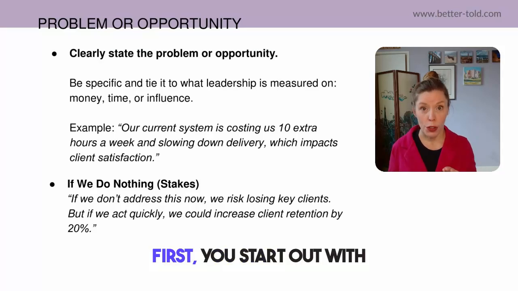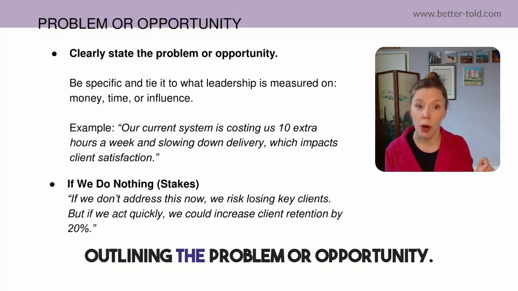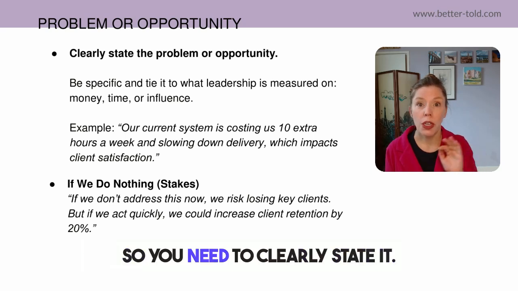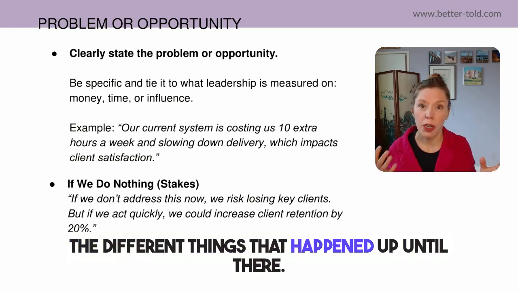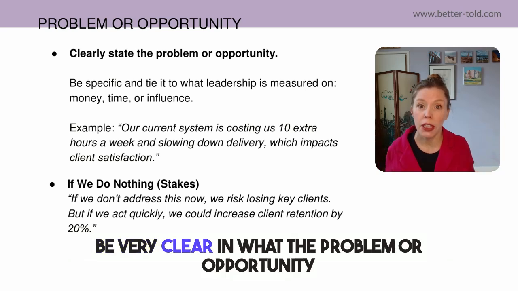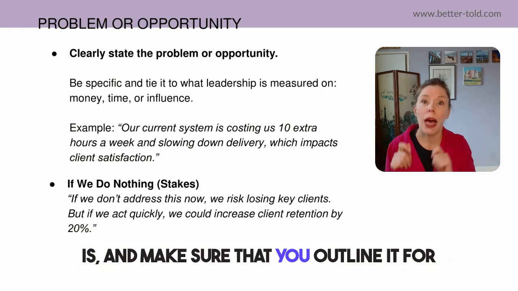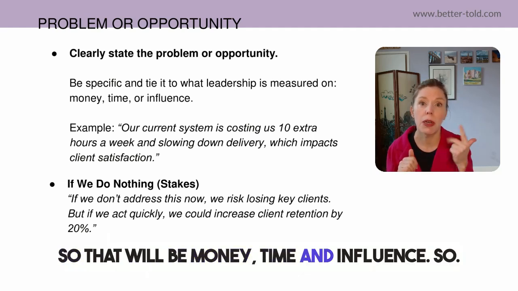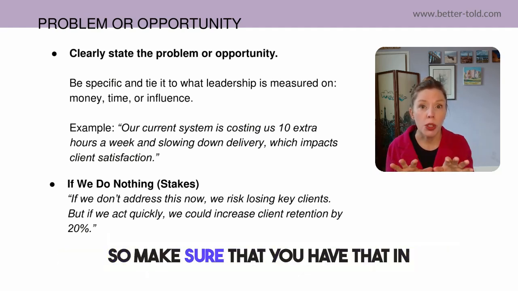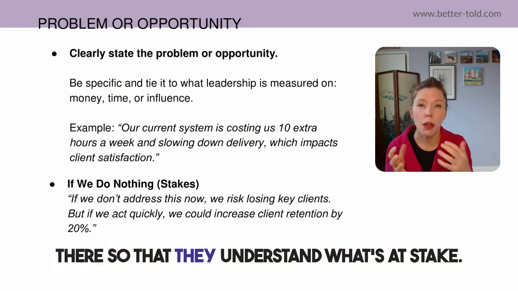Okay, first, you start out with outlining the problem or opportunity. So you need to clearly state it. Don't go back and give all the history, all the different things that happened up until there. Be very clear in what the problem or opportunity is. And make sure that you outline it for the leadership based on their key performance indicators. So that will be money, time, and influence. So make sure that you have that in there so that they understand what's at stake.